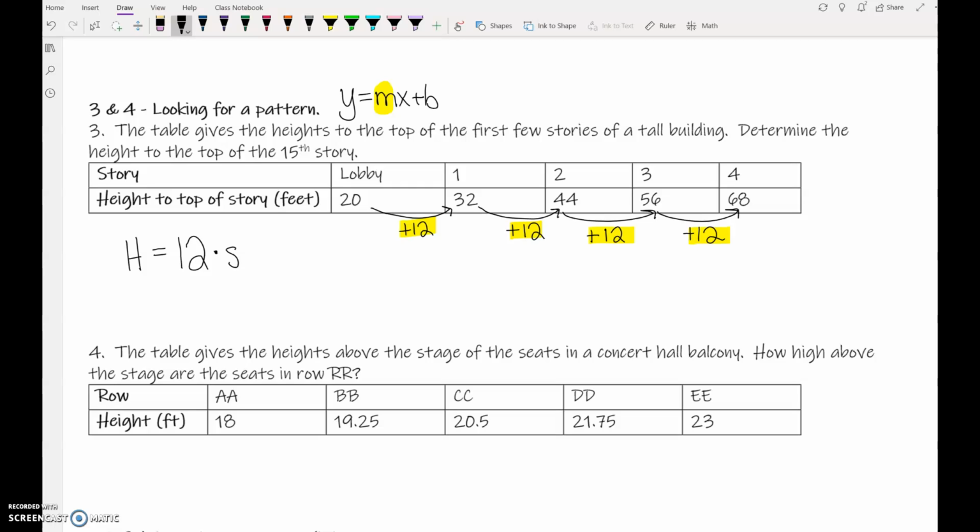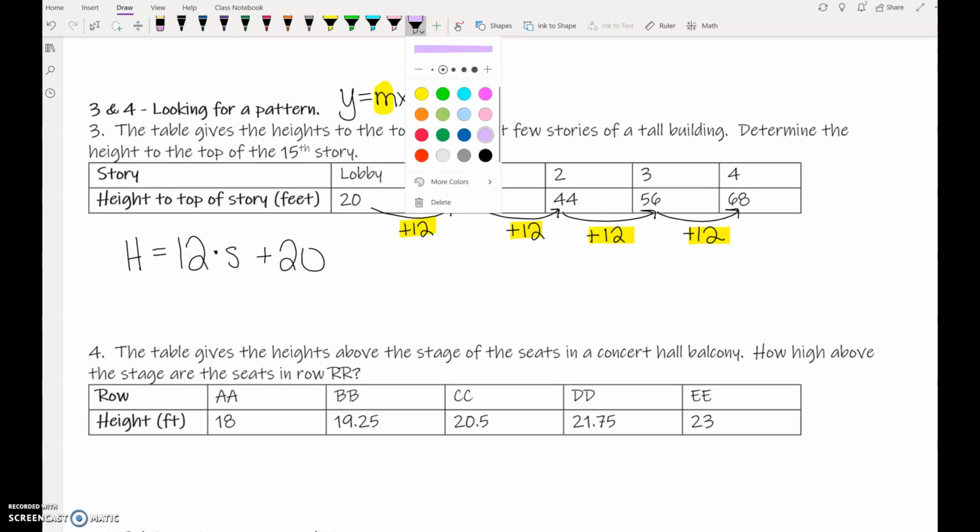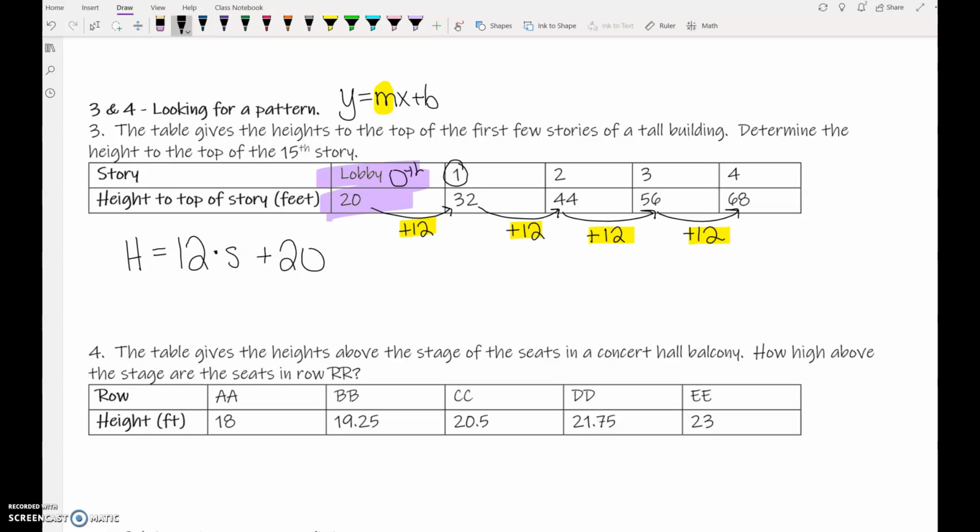But if I just left it like this, the first story should give me 32 feet. 12 times 1 is not 32. How do we make 12 times 1 get up to 32? What else do we need? Plus 20. So it's kind of like we're thinking of this step as the 0th floor. That's our starting amount. So we're starting at 20 feet and then increasing 12 feet each floor after that.